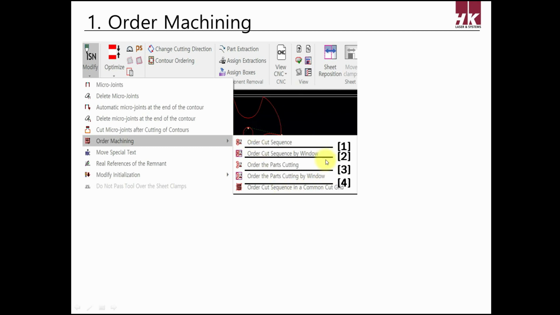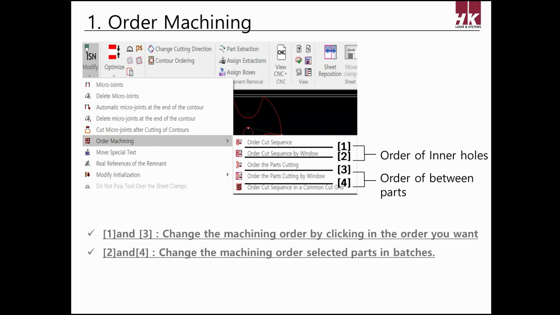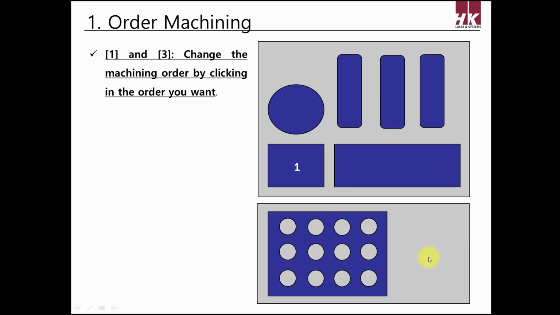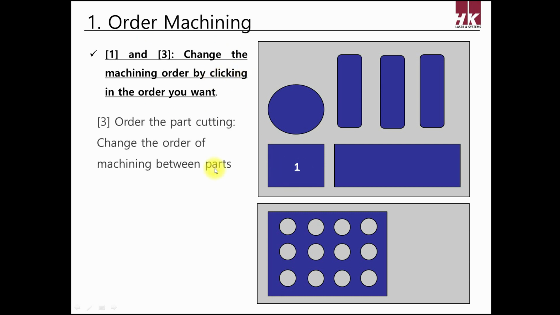As shown in the picture, machining order can be changed using first to fourth. First and second are used to change order inside a part. Third and fourth are used to change order outside a part. The first one and third one can change order by each click. And the second one and fourth one can change order by using a window, which can change in batches. Normally, using the third one can change order between parts by each click or change order partially.